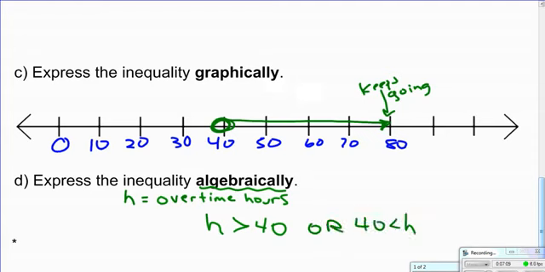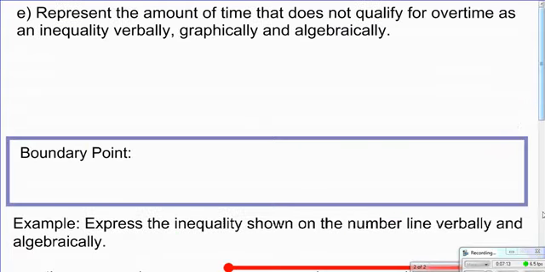Okay, so then we need to represent the amount of time that does not qualify for overtime. So let's call that, I'm going to use R for her regular pay hours.